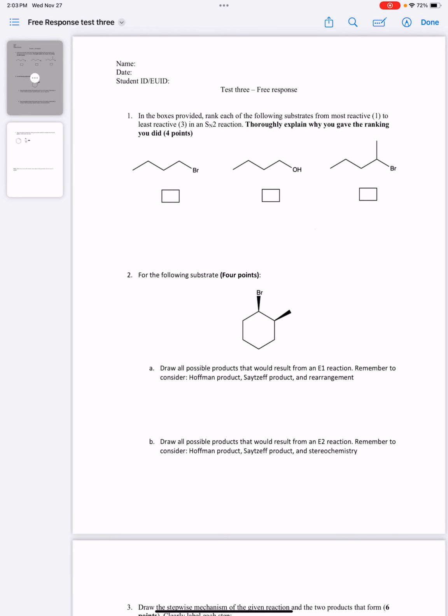All right, I'm going to quickly go over the test 3 free response. Just making sure that it's not connected to my headphones.